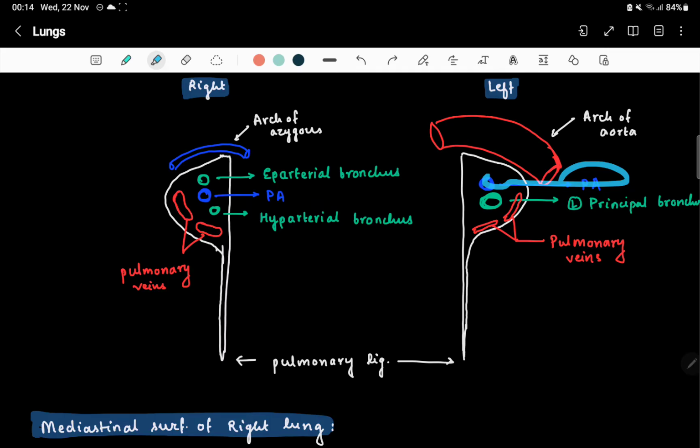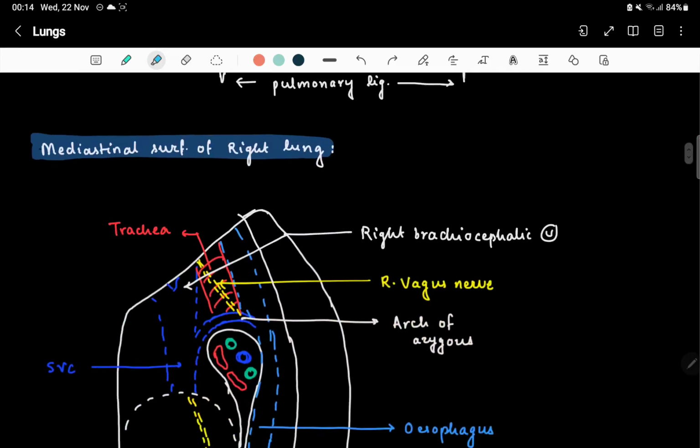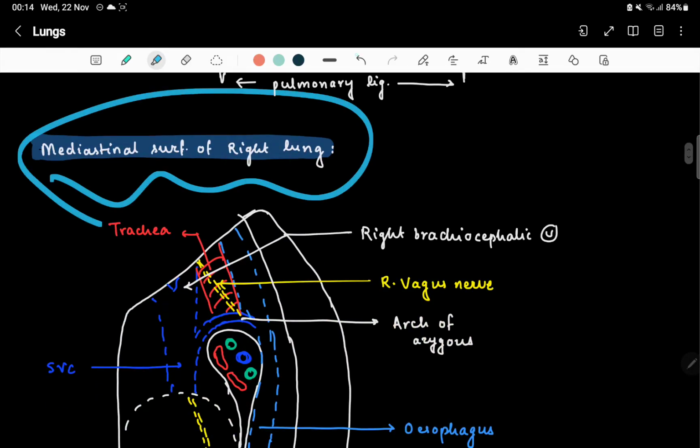But the left bronchus is not divided yet. So you can see the whole left principal bronchus in the left root. Let's draw the mediastinal surface of the right lung.